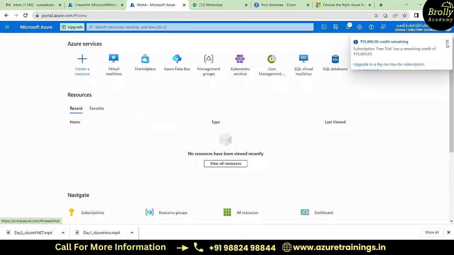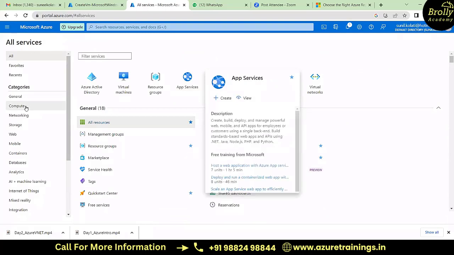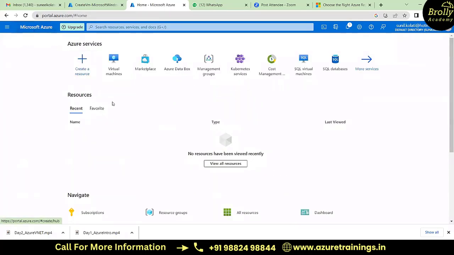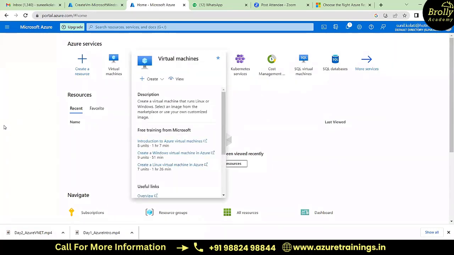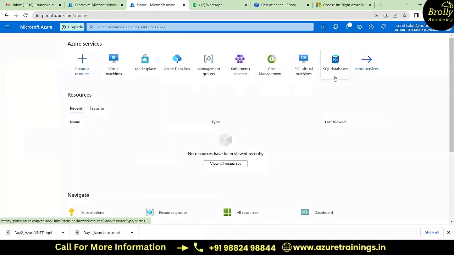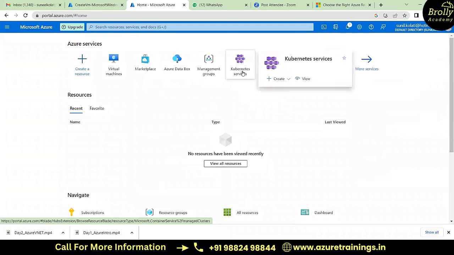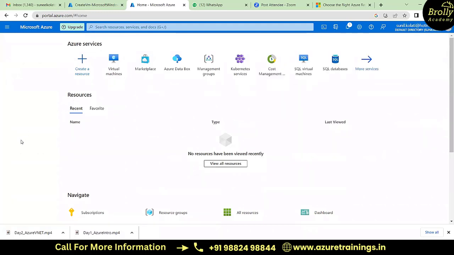Okay, in Azure, virtual machines are one of the resources. SQL databases are one of the resources. SQL virtual machines are one of the resources. Kubernetes service is one of the resources. Each and every thing we call a resource.